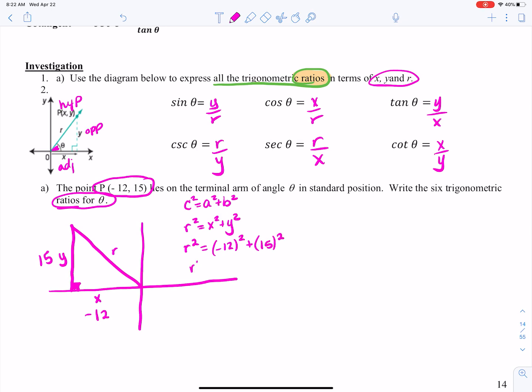And I end up with r squared is equal to 369. And most often, and I'm just going to add it to the question, they're going to ask for you to express as exact values with a rationalized denominator. So we're going to handle that question this way.